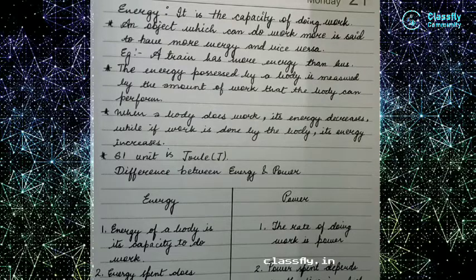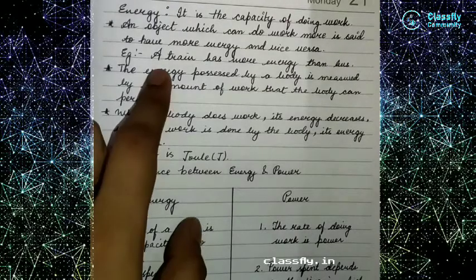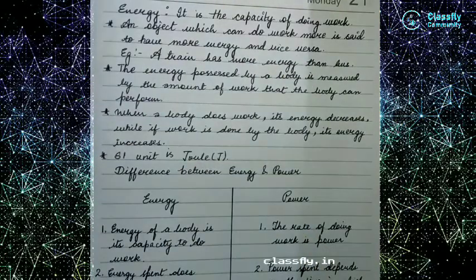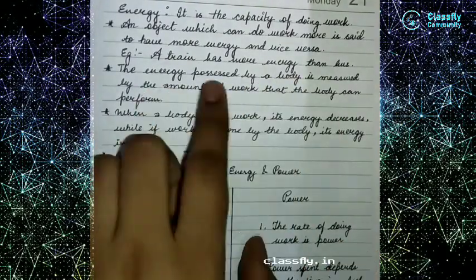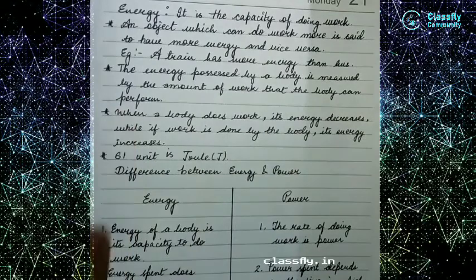Think of two boys running. Think of boy A running 200 meters and boy B running 500 meters. That means boy B will have more energy compared to boy A. Similarly, we can say that a train has more energy than a bus. So the energy possessed by a body is measured by the amount of work that the body can perform.